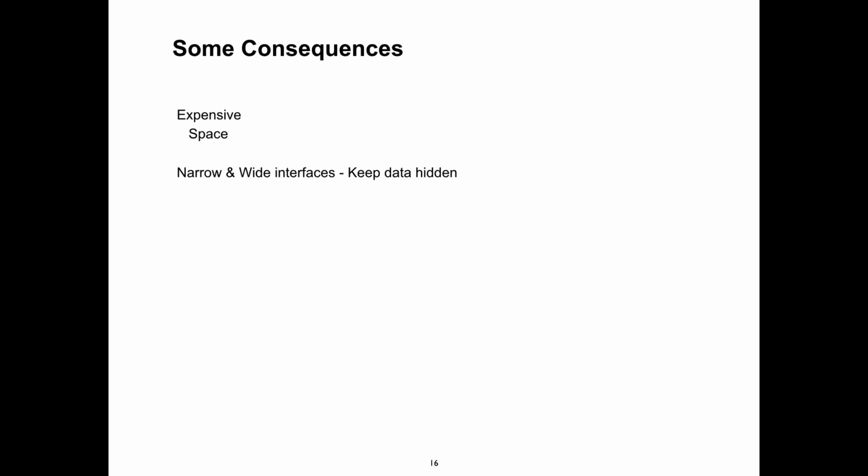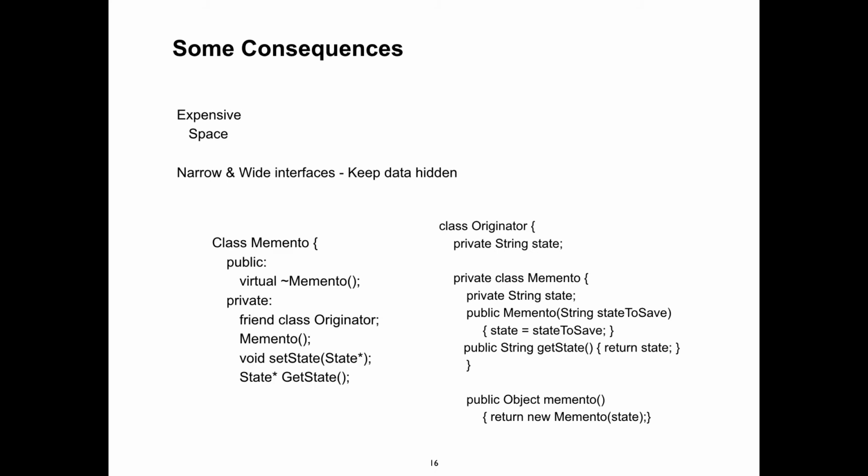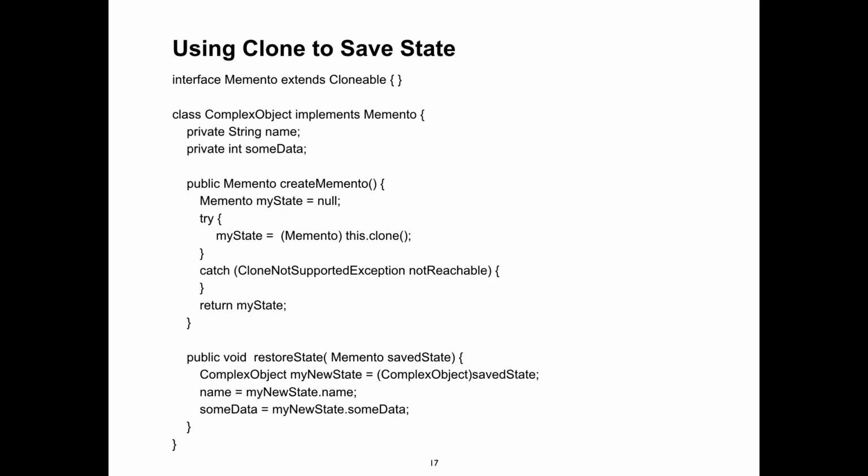These narrow and wide interfaces, so that the outside world is very narrow, you can't do anything with the Memento except hold it and give it back. Here is C++, but how do we keep the outside world from accessing it? Well, in C++, we can make it a friend, and in Java, we can make it a private inner class. Then you return this object, but no one else can do anything with it. And yes, we can clone things.